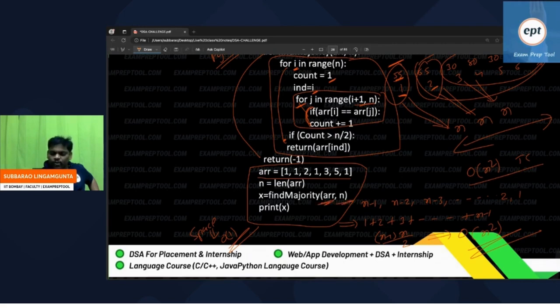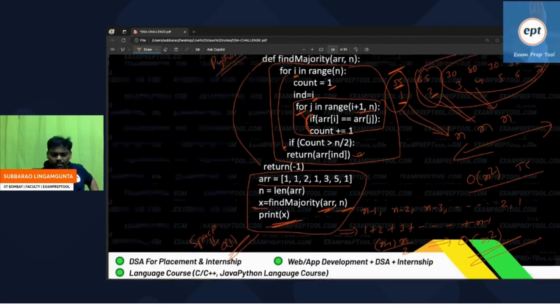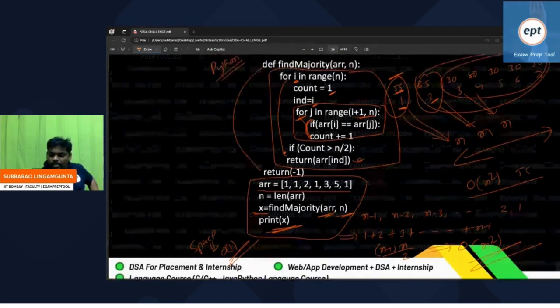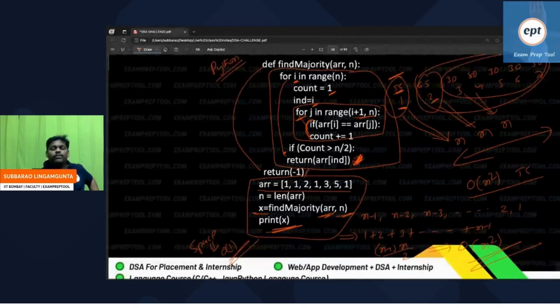At the end, you will return whichever is the majority element. That will be stored here, and you will print that person. Suppose a majority element does not exist. If a majority element exists, you will return here. If not, at the end of the for loop, there is a return -1. So you will print -1, something like that.